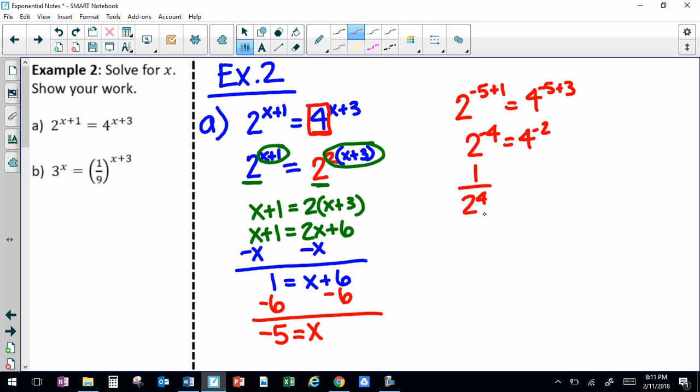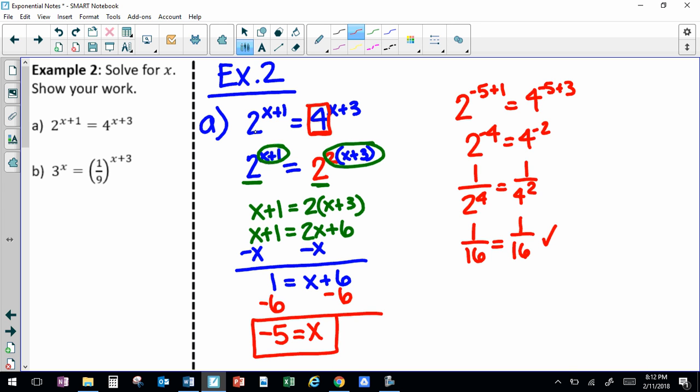Remember, a negative exponent means you move it. This will be 1 over 4 to the negative 2 power. Or I'm sorry, changes to positive 2 when you change it. And so this is 2 to the 4th power is 16. 4 to the 2nd power is 16. So 1 over 16 equals 1 over 16. This is correct.